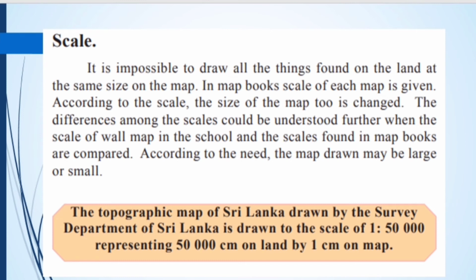The difference among the scales could be understood further when the scale of a wall map in the school and the scale found in map books are compared. According to the need, the map drawn may be larger or smaller. The topographic map of Sri Lanka drawn by the Survey Department of Sri Lanka is drawn to the scale of 1 to 50,000, representing 50,000 centimeters on land by 1 centimeter on the map.